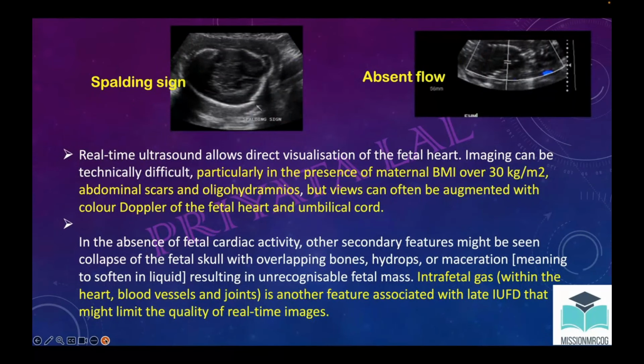Real time USG, like if you're unable to find the fetal heart, then in that situation, and because sometimes the USG can be difficult if the patient is overweight, scars are there, oligohydramnios is there. So in that situation, consideration for color Doppler can be done. So in the umbilical cord, there will be no color, and also fetal heart, there would be no color. So this is the real time USG that allows the direct visualization.